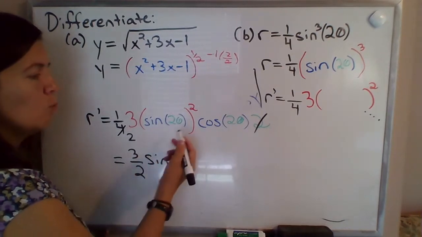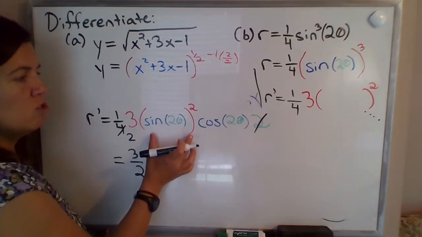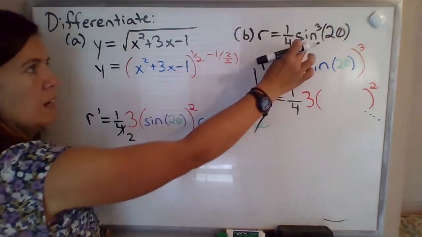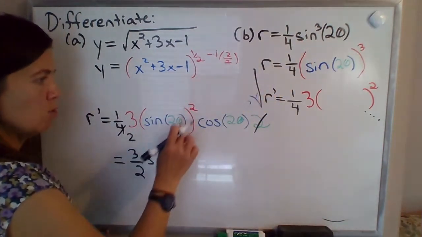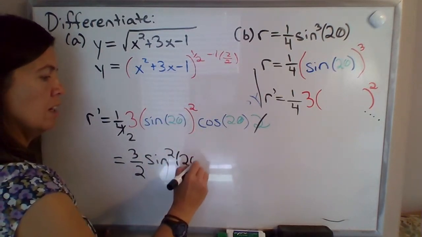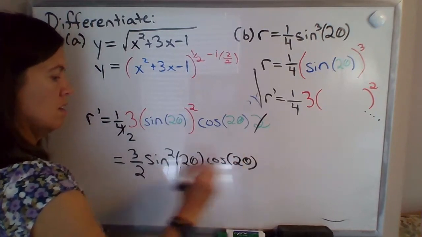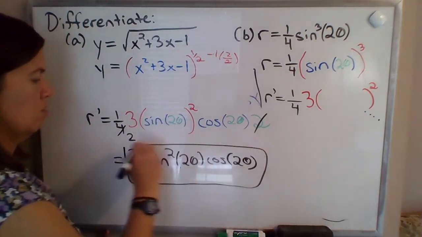With the trig functions, when it's a power of a trig function, we usually don't write it like this. We usually write it the way I had it written originally. I'm going to switch back to that notation. So sine squared of 2 theta times cosine of 2 theta. And there's your final answer for that derivative.